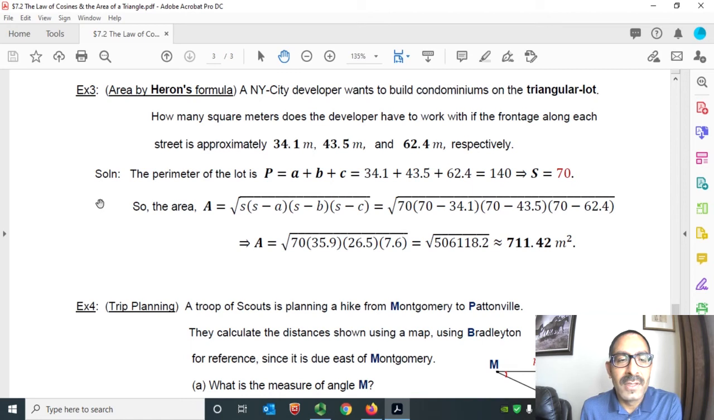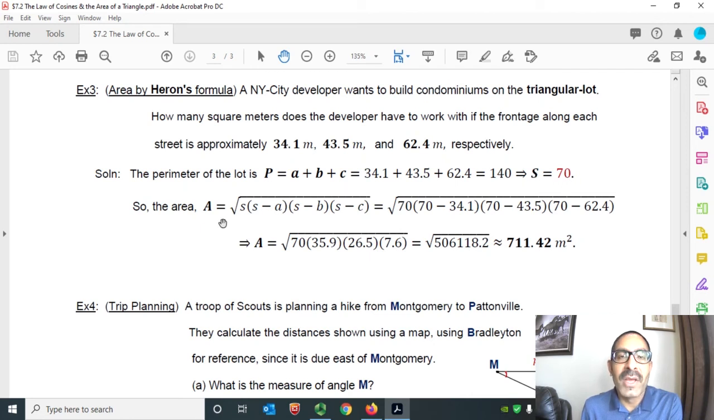Solutions. To apply Heron's formula, we have to find the semi-perimeter. That means we need to find S equals (A plus B plus C) over 2. So first, A plus B plus C means 34.1 plus 43.5 plus 62.4. This sum turns out to be 140. Then divide by 2. Then semi-perimeter S equals 70.